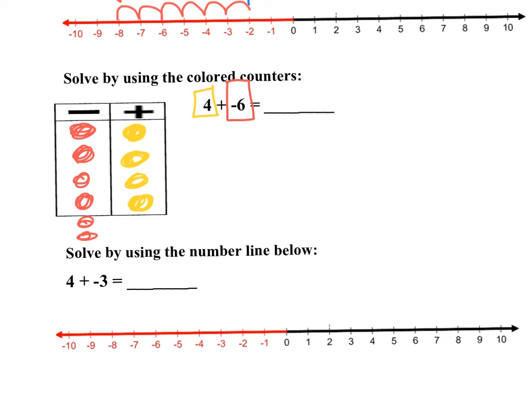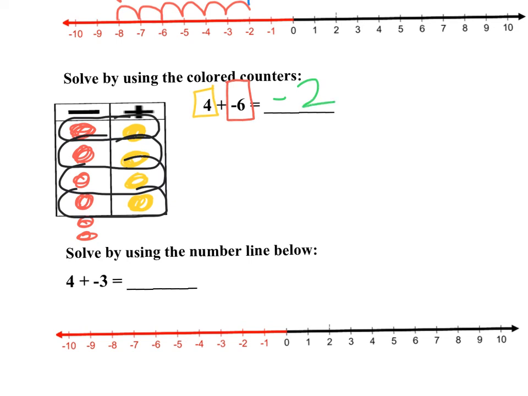Okay, I'm now going to make my 0 pairs. Remember, a 0 pair has to have 1 negative and 1 positive. So I see here I have 1, 2, 3, 4 0 pairs, and what I'm left with is a -2, or 2 negatives. Okay? All right, we are going to try the number line one more time.